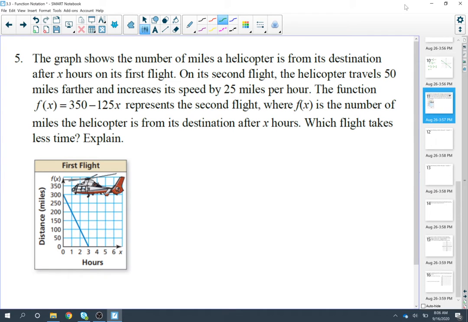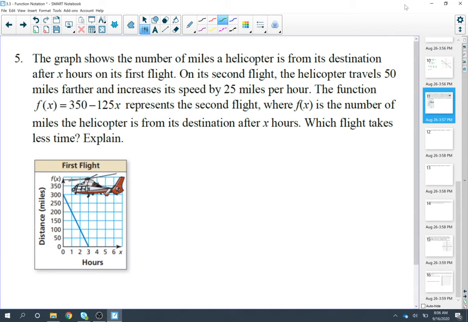Example 5. The graph shows the number of miles a helicopter is from its destination after x hours on its first flight. On its second flight, the helicopter travels 50 miles further and increases its speed by 25 miles per hour. The function f of x equals 350 minus 125x represents the second flight, where f of x is the number of miles the helicopter is from its destination after x hours. Which flight takes less time?